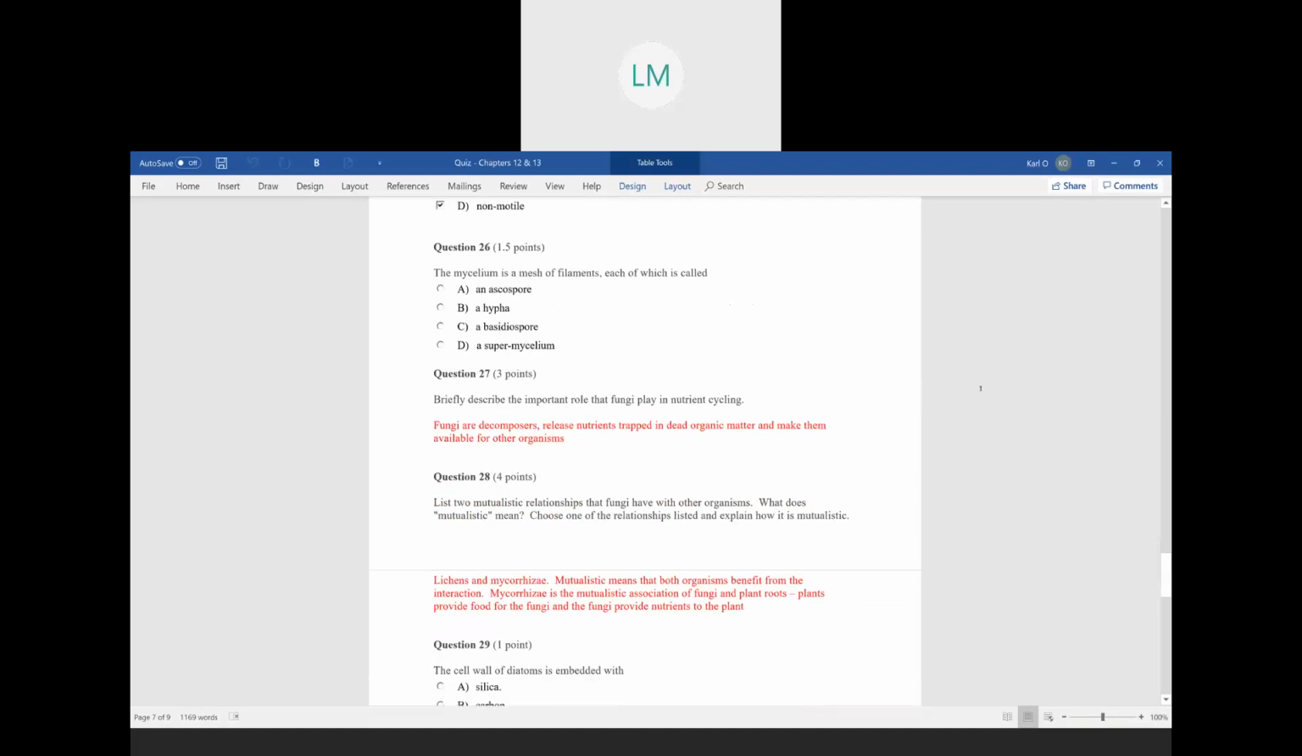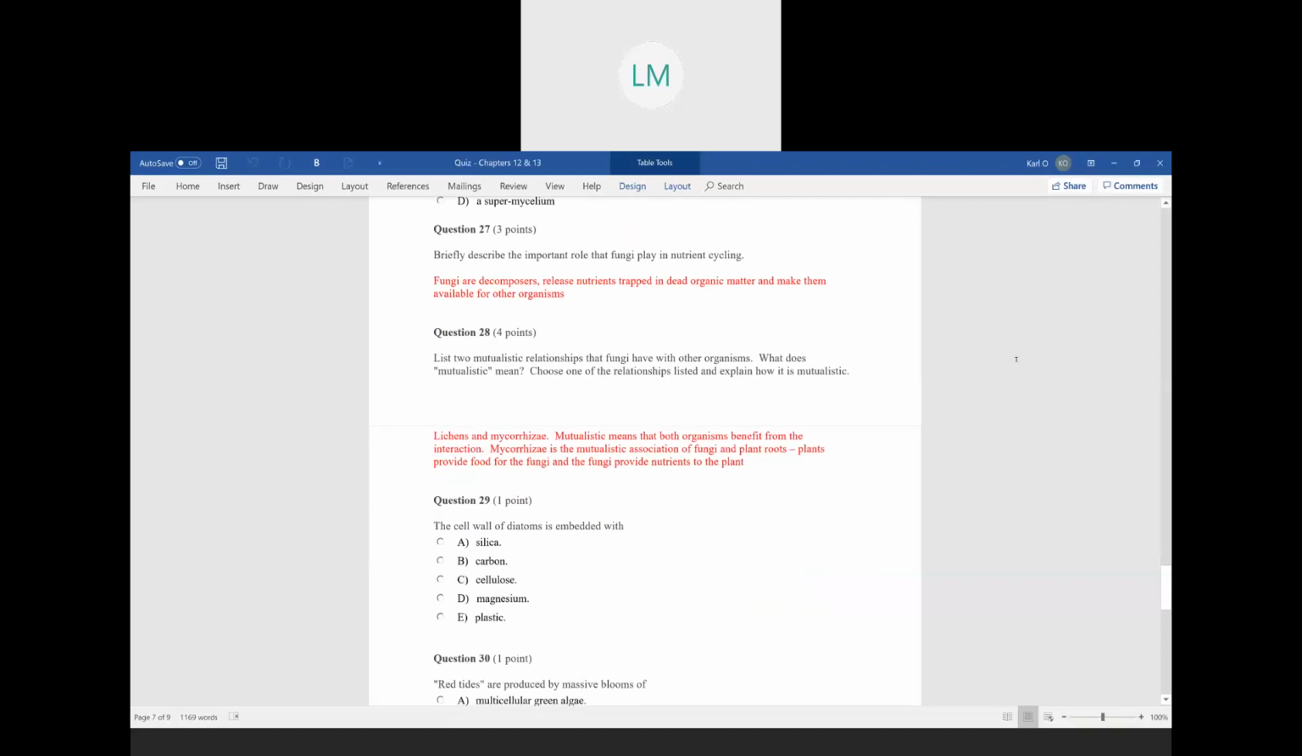Question 26, a mycelium is a mesh of filaments. And what are these filaments called? Those are going to be a hypha right there. So that is the filaments that make up that mycelium. Just a definition of a fungi structure.